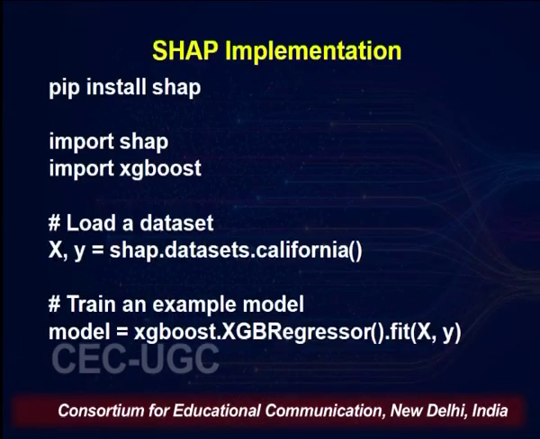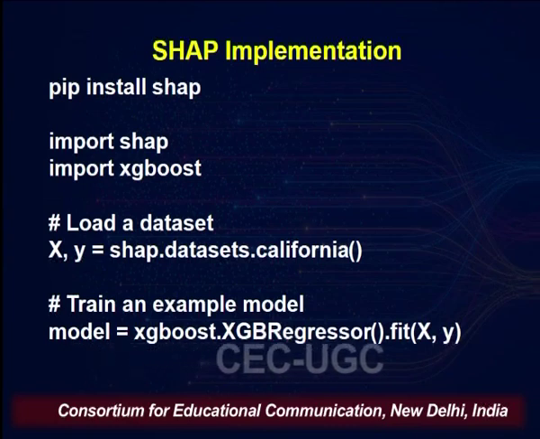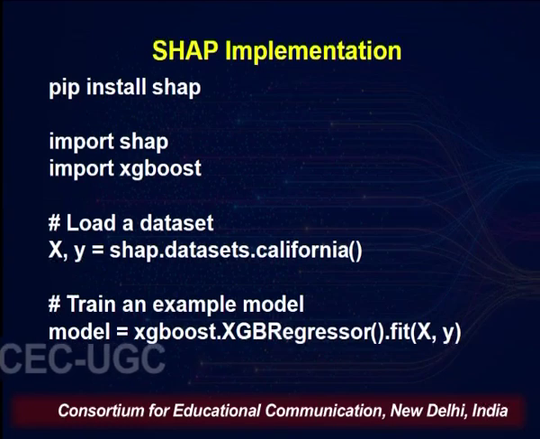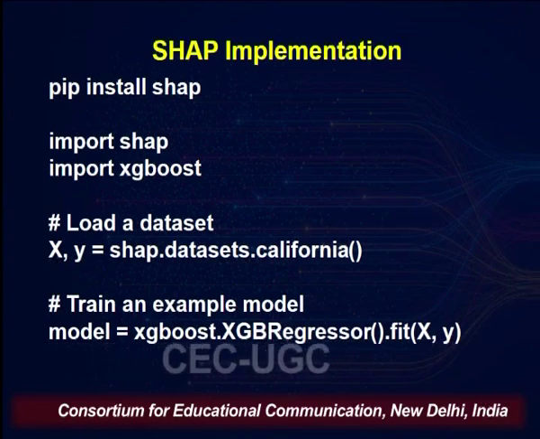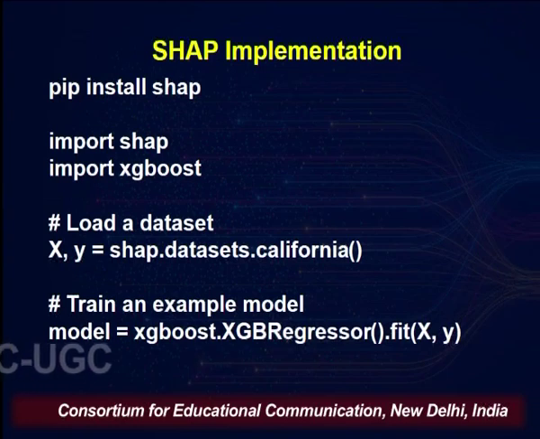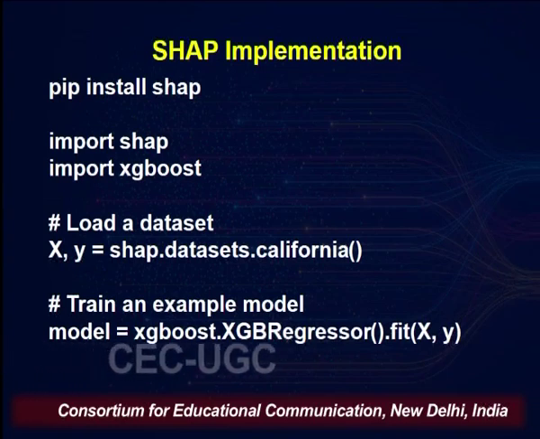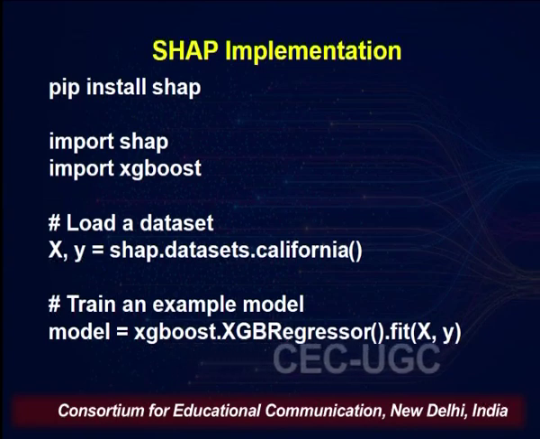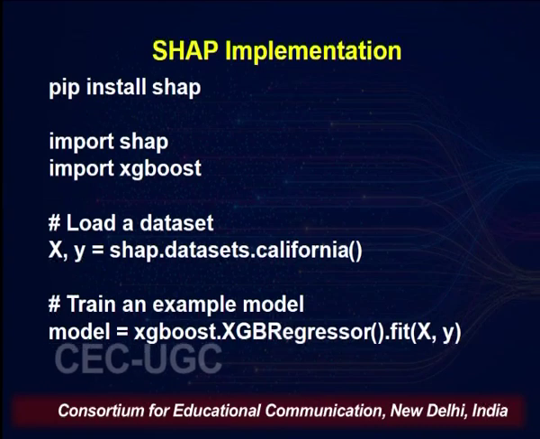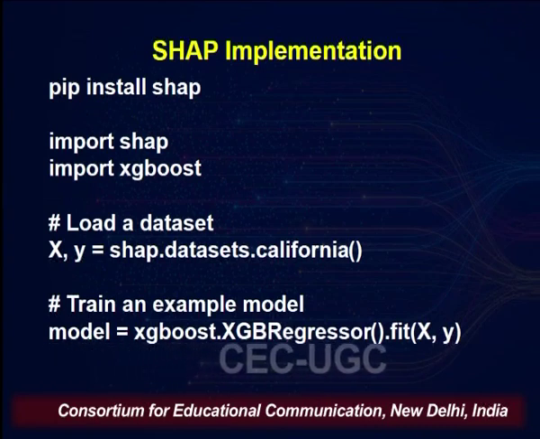You can take the existing California data set, or any data set of your own, just so that it has some features as the column heads and some rows as the samples. Then we train the example model as model equal to xgboost.XGBRegressor. This is the regressor model, and then you use .fit(X, y). Here the model gets fitted using the method fit.